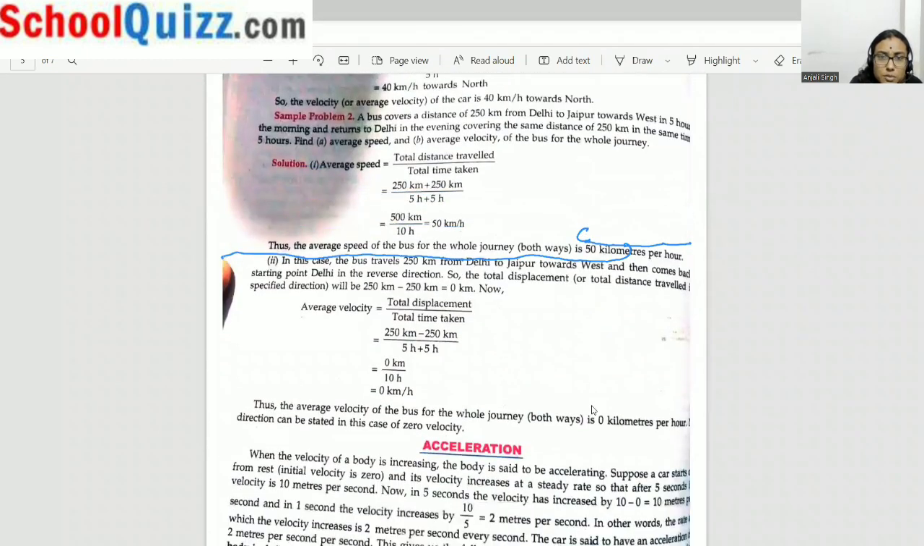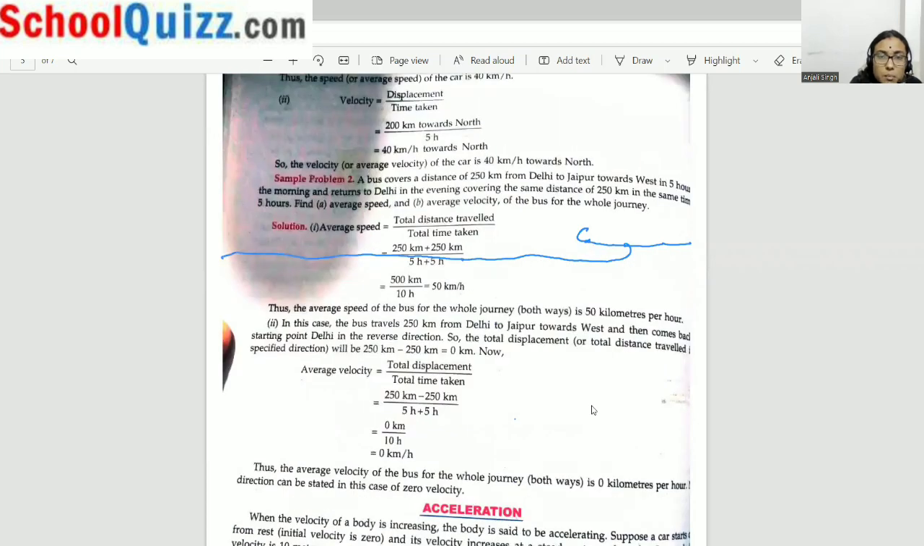Now examples are given. I'm not going to rub this. Okay, a bus covers a distance of 250 kilometer from Delhi to Jaipur toward west in 5 hours in the morning and returns to Delhi in the evening, covering the same distance of 250 kilometer in the same time, that is 5 hours. So here the distance is given as well as the time. So speed will be, as I told you, distance upon time. So 250 and 250, that will be 500 upon 10.